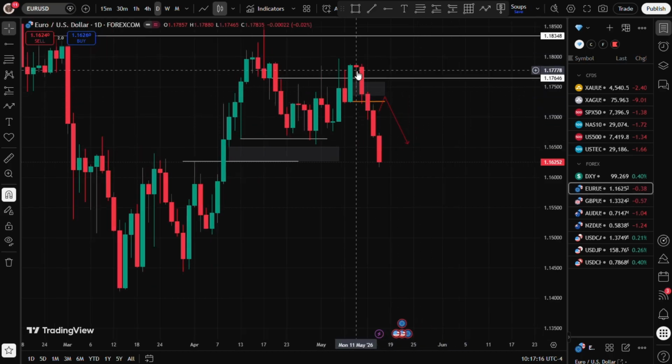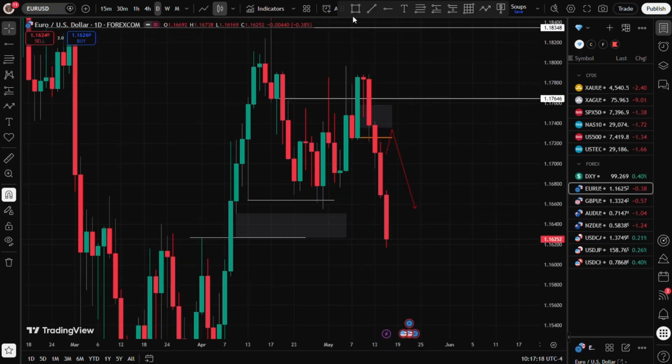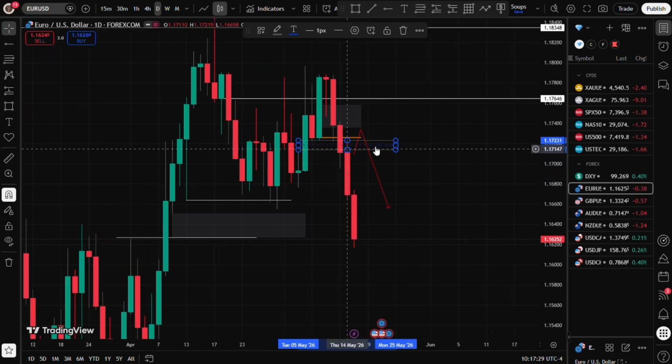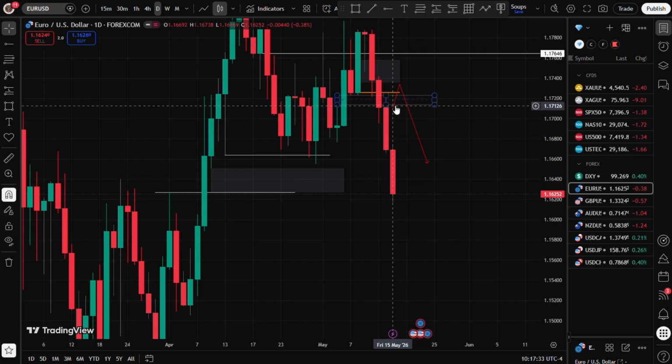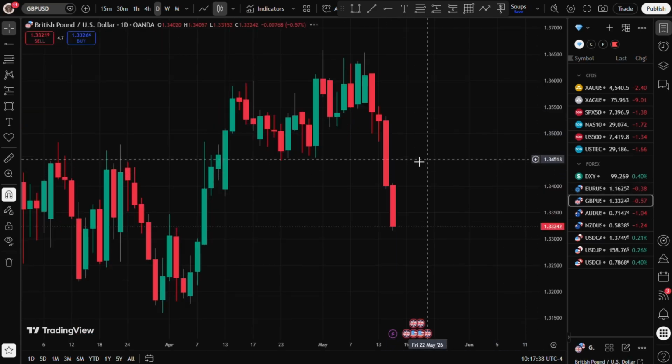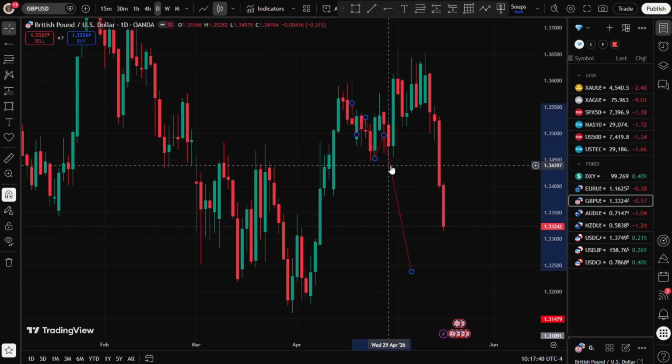So we have this daily mitigation block here and this inverse fair value gap on the daily time frame, which we could use as an area for price to tap into and actually act as resistance to push price lower. But we need to see if that is going to be the case. And on GBP USD, we are also still going to be looking for bearish prices.